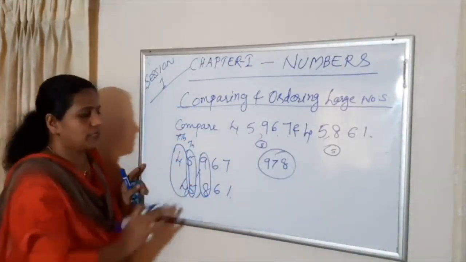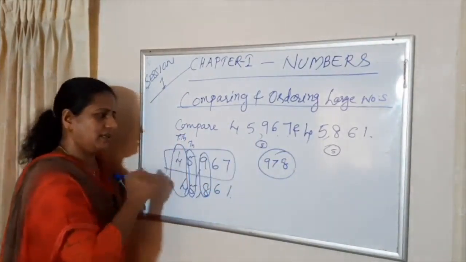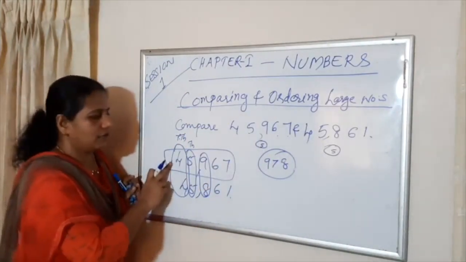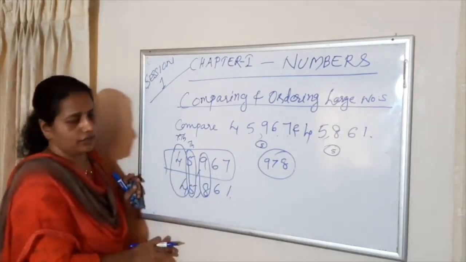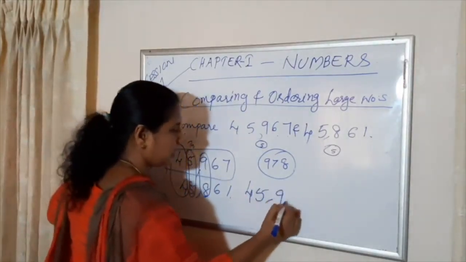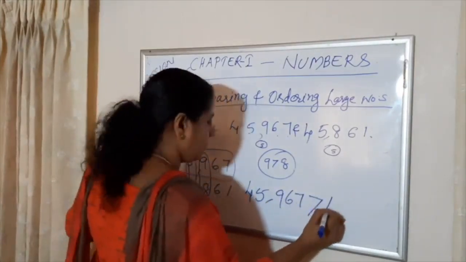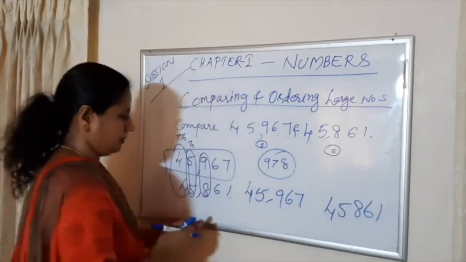So tell me which number is the biggest number. We can easily say 45,967 is greater than 45,861. That is, 45,967 is greater than 45,861.